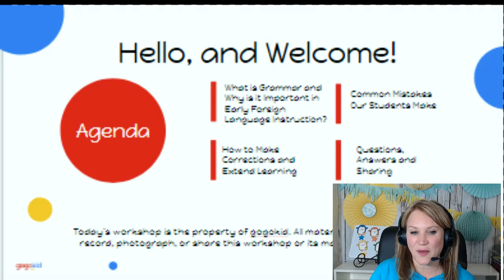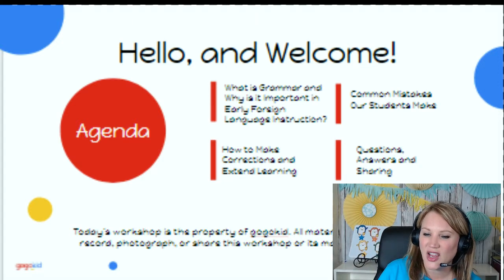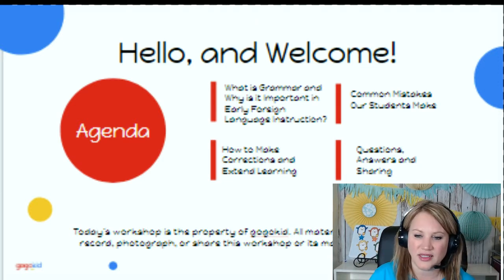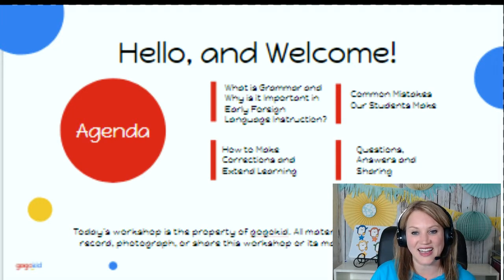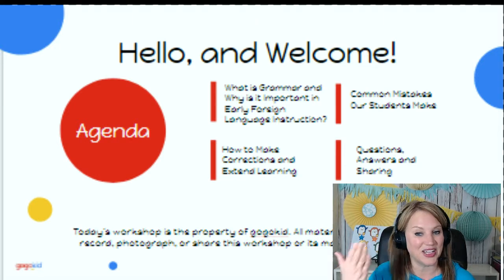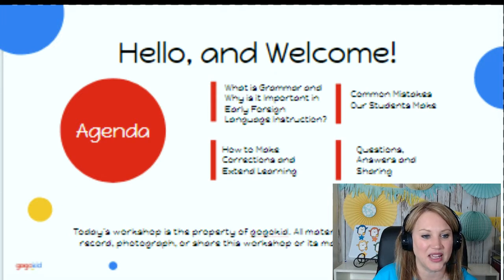We're going to touch on a couple of different areas. We're going to talk about grammar. Why is it important in early foreign language instruction? It is a good idea to just have a little bit of background knowledge in order to know why we do the things that we do and what is helpful to students. We're going to discuss some common mistakes our students make and why they make them. And we are going to discuss making some corrections and extending learning. At the end of our workshop, or even somewhere in the middle, we should have some questions and answers for you, and anything that you want to share, we welcome hearing that from you as well.